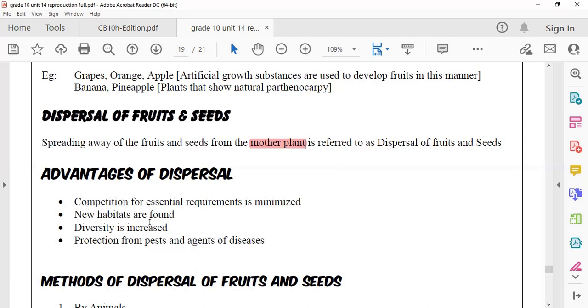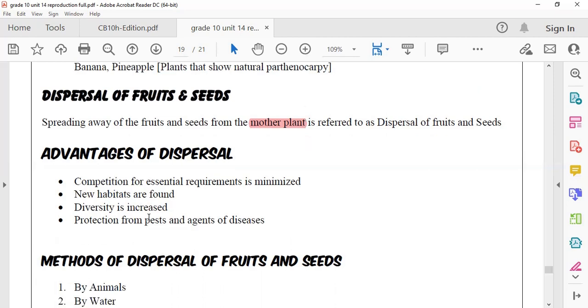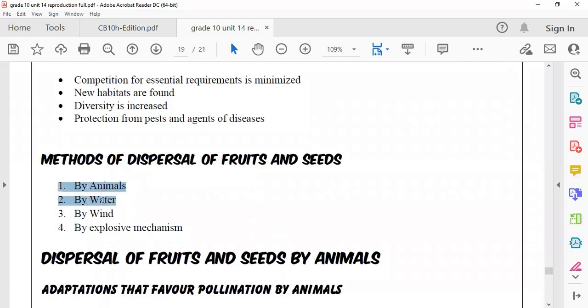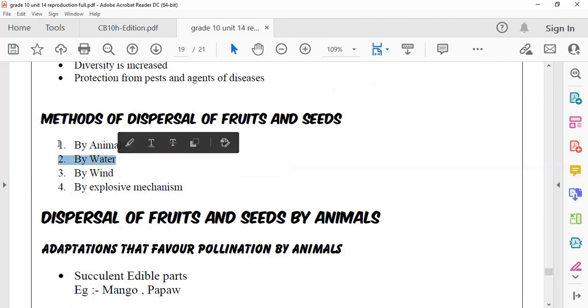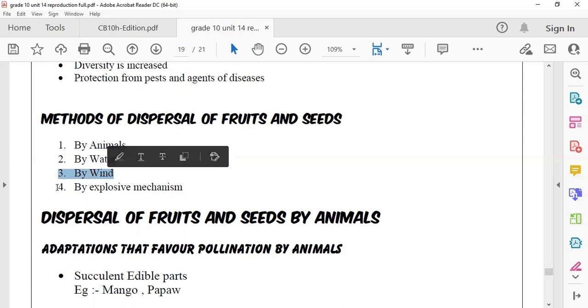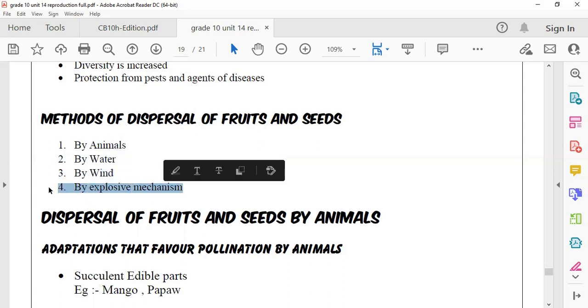In dispersal, the fruit, the seed has to go from one place to another place. To go from one place to another place, there are four dispersal agents or dispersal methods considered. Some fruits and seeds are carried by animals. Some are carried by water. Some are carried by wind. And some are dispersed by a method called explosive mechanism.